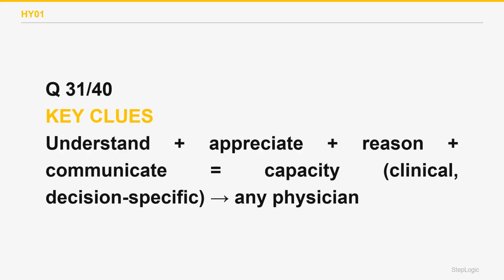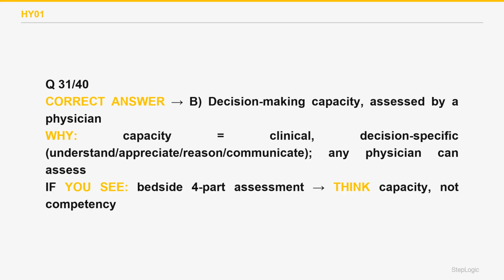Decision-making capacity is a clinical, decision-specific judgment that any physician can make at the bedside, based on whether the patient can understand the information, appreciate the consequences, reason, and communicate a choice. It can fluctuate and is tied to the specific decision, unlike competency, which is a global legal status. The correct answer is B.